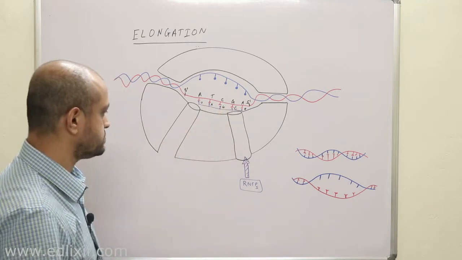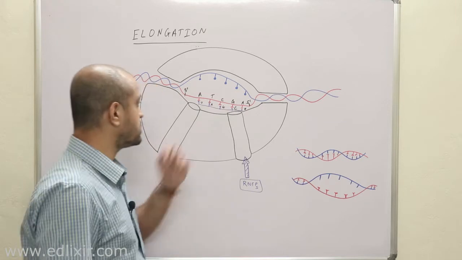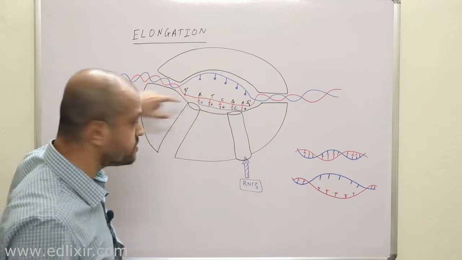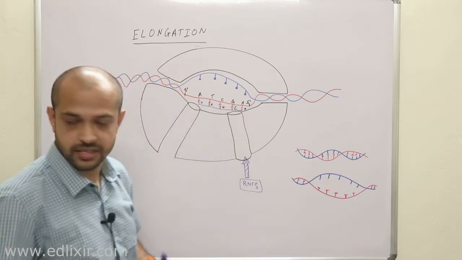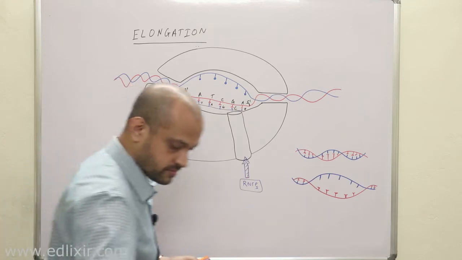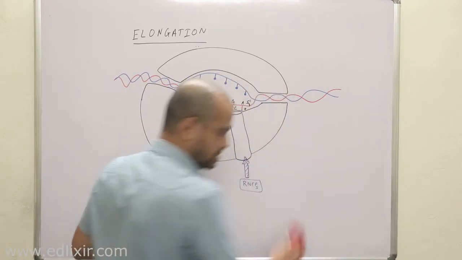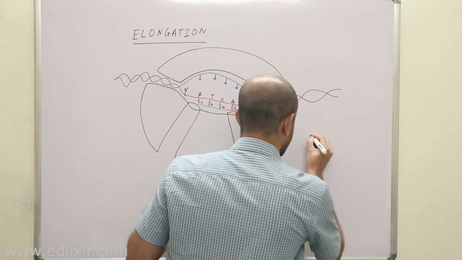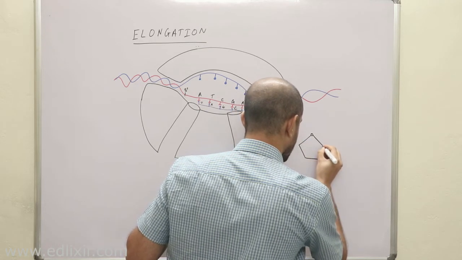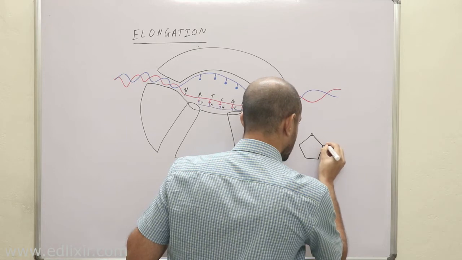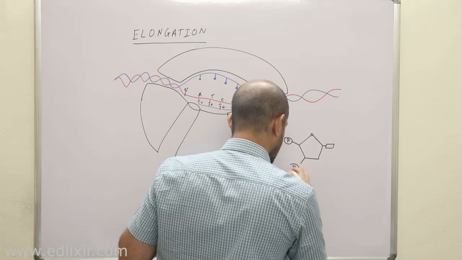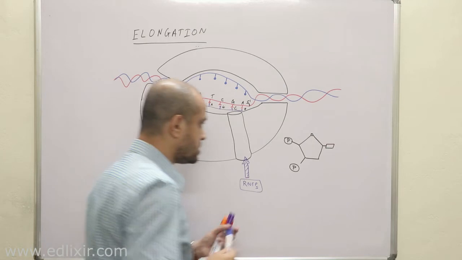Now listen with all your attention. A very important point we need to understand is this, whenever RNA polymerase is doing these things, a very important point you need to understand here is this. Suppose this is an RNTP, okay?